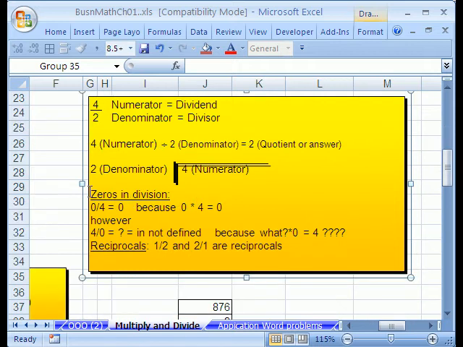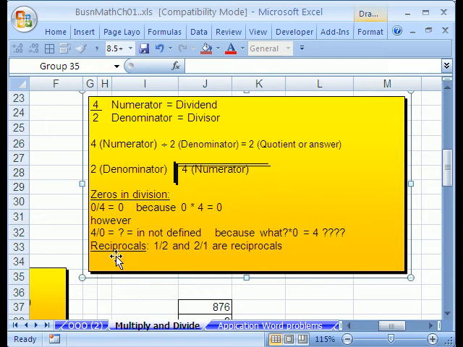Zeros in division, well, you can go 0 times 4, 0 divided by 4. That's OK, because we know that this 0 times that 4 equals that 0. However, the reverse of this is not true. 4 divided by 0, huh? What? Is not defined because what times 0 equals 4, right? We don't know what to do here. So that we just call that not defined.